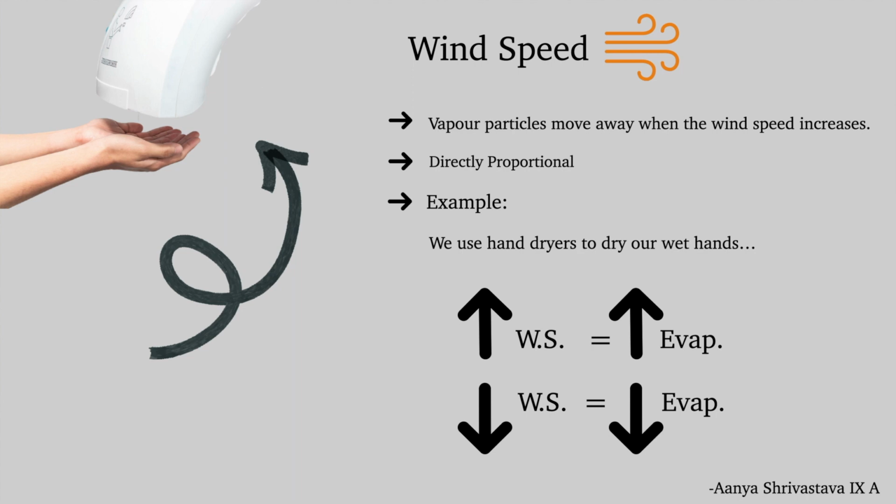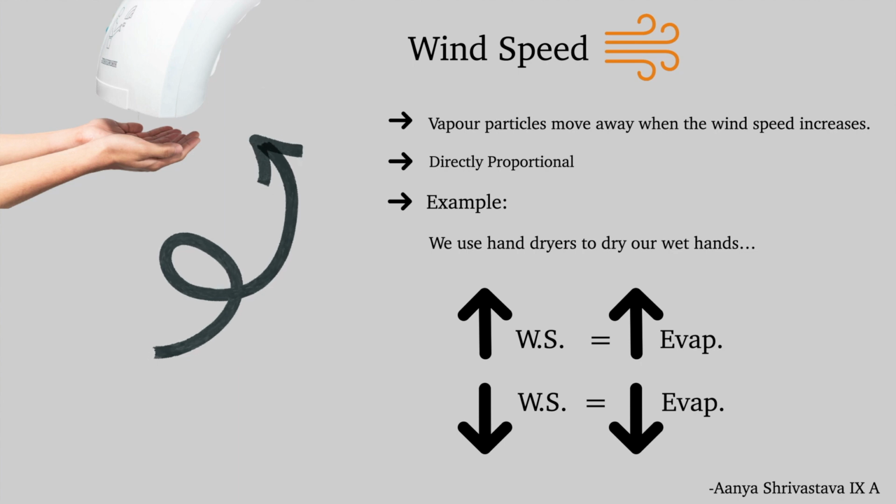Now we have to talk about the third most important factor affecting evaporation, that is wind speed. Basically, the vapor particles move away when the wind speed increases. That means the kinetic energy of the particles gets activated, the particles start moving, and that's why they produce kinetic energy, and this kinetic energy is greater the higher the wind speed is. That's why we also call this factor directly proportional, because the higher the wind speed, the more the evaporation, and vice versa.